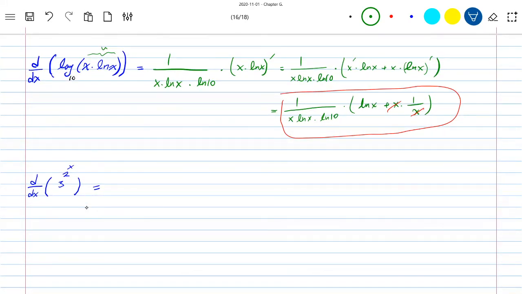So here, how about we calculate this derivative? Derivative of 3 to the power 2 to the power x. So this is a composition of two exponential functions. So what would be the derivative?